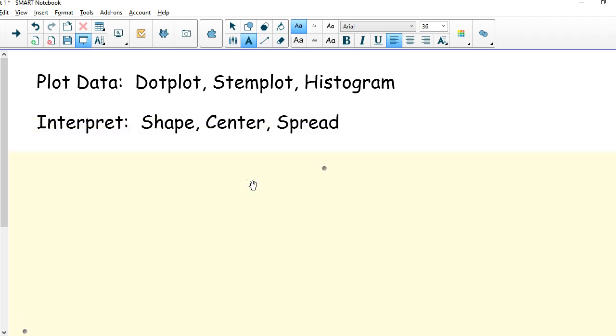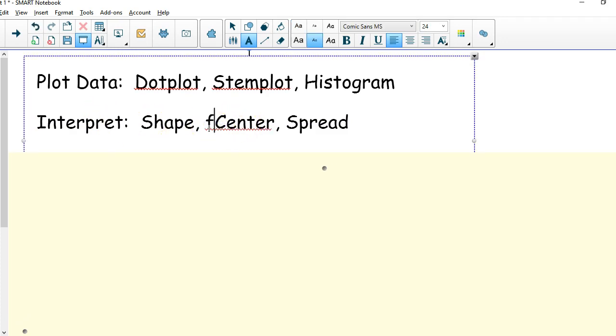Whenever you're asked to interpret or describe a histogram, you need to remember SOCS: shape, outliers, center, and spread. Remember with shape that we have a skewed distribution versus a symmetric distribution. A skewed distribution has a tail on the left, which is skewed left. If we have a tail on the right, that's skewed right. Mostly symmetric is where you can fold it in half and it's going to match up.